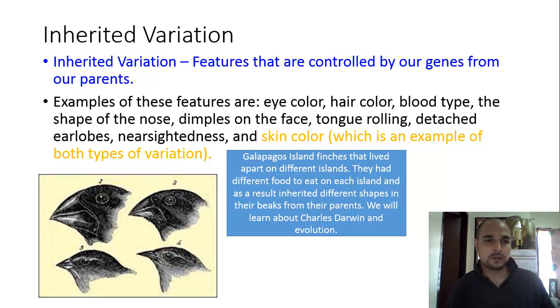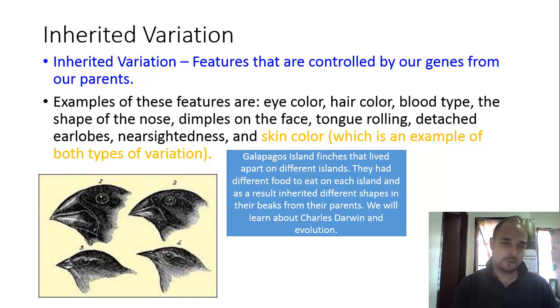Inherited variation. Inherited variation, features that are controlled by our genes from our parents. Okay? Examples of these features are eye color, hair color, blood type, shape of the nose, dimples on the face, tongue rolling, detached earlobes, nearsightedness, and skin color, which is an example of both types of variation. There are quite a few features that are controlled by both inherited variation and environmental variation.